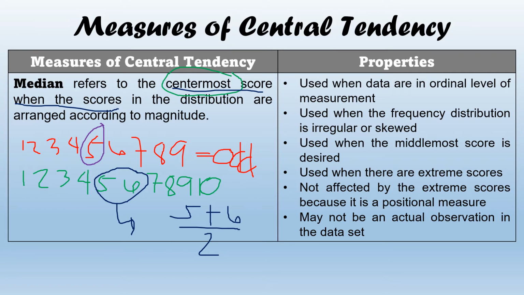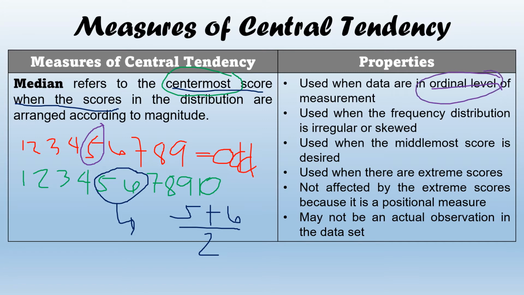Now, let's try to look at the properties of your median. It is used when data are in ordinal level of measurement. Try to look at it is in ordinal level of measurement. Now, bakit importante yung ordinal? Remember, kung titingnan natin, dapat talaga naka-arrange yung numbers natin, arranged according to magnitude. No? Merong necessity. And then you can now appreciate why there is a necessity for us to arrange them according to magnitude. Okay? And then yung data na pwede lang sa median ay yung ordinal level of measurement.